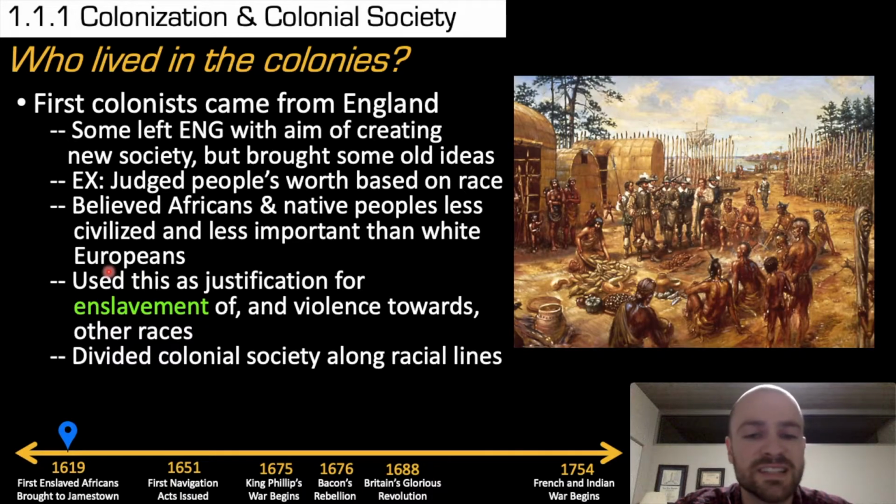Now, they used this idea of racial inferiority of Africans and native peoples to justify the enslavement of and violence towards those people, other races. So let's talk about this word enslavement here for a second. I'm going to be using throughout this entire course the phrase enslaved person rather than slave. And I will be using the term enslaver instead of the term master or owner. And this is why.